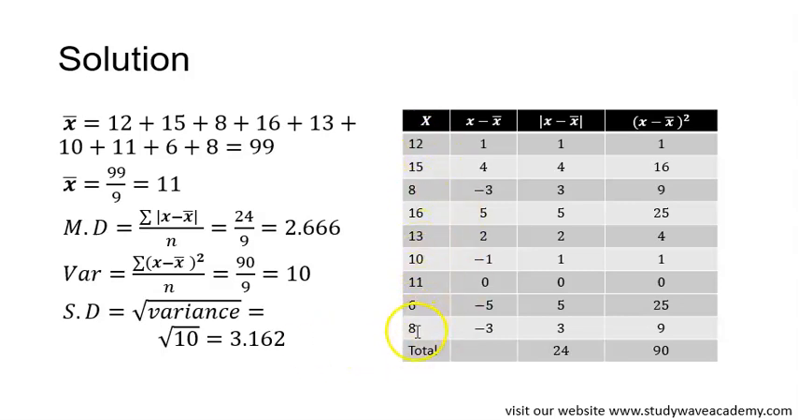So these data points, we looked for the mean deviation and we had 2.666. Then the variance we had 10, and standard deviation we had 3.162. So now we understand how to solve mean deviation, variance, and standard deviation using the formulas, right? So if you see any equation or question that says find the mean deviation, standard deviation, or variance of these data sets, I'm sure you're going to be able to solve it.